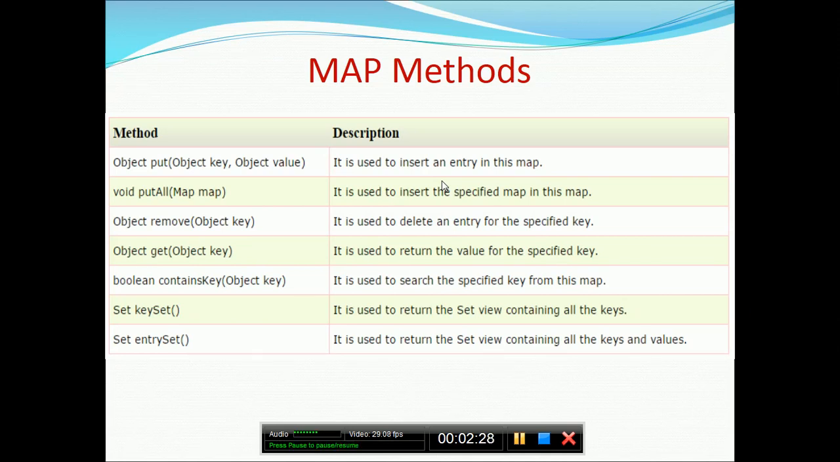containsKey. It is used to search for the specified key in this map. Means it is just looking for that key: is it present or not? It returns true or false.